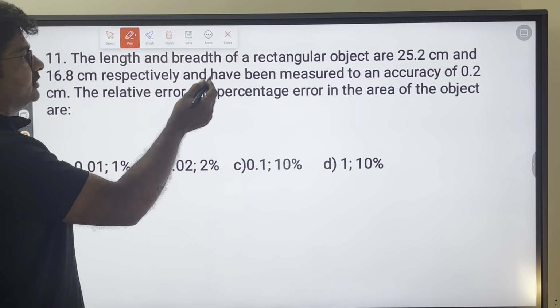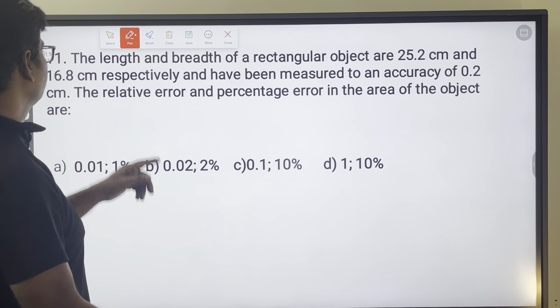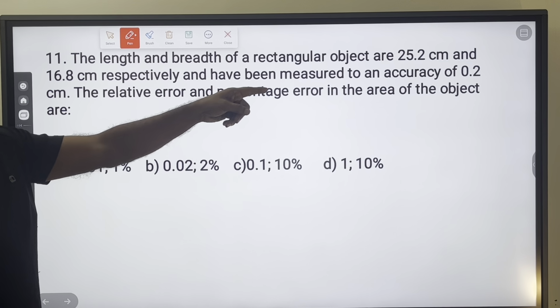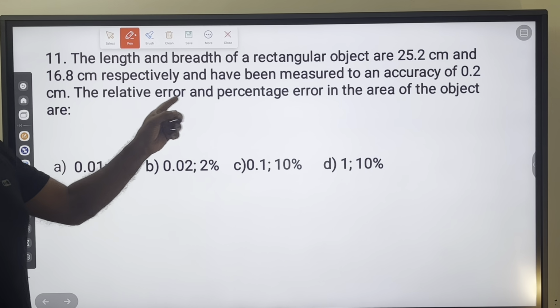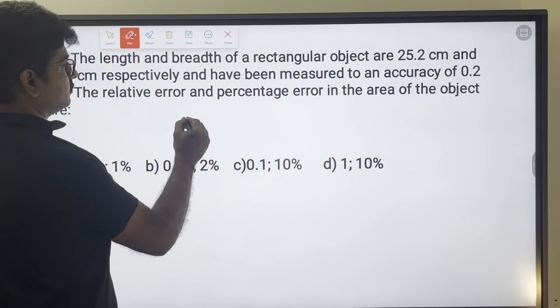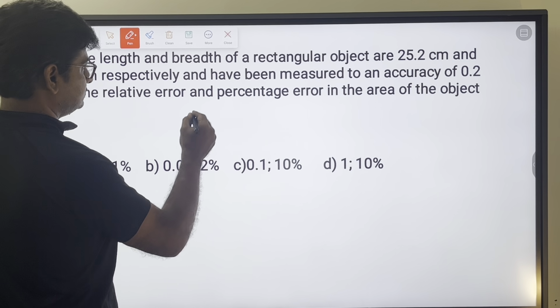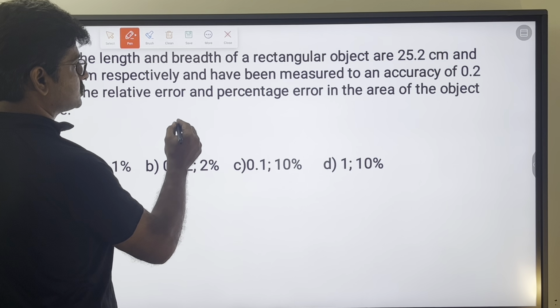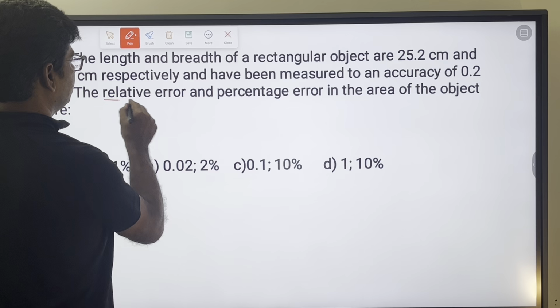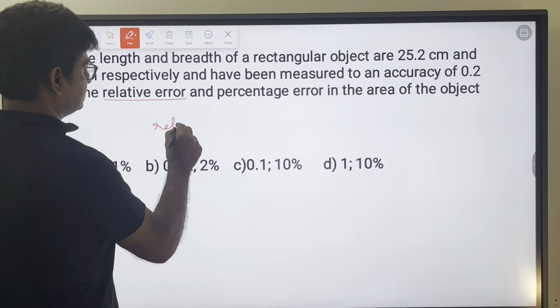Okay, the length and breadth of a rectangular object are 25.2 centimeters and 16.8 centimeters respectively, measured to an accuracy of 0.2 centimeters. The relative error and percentage error in the area of the object are. So first, what are we supposed to find here? Absolute error, right? So relative error. So what is relative error?